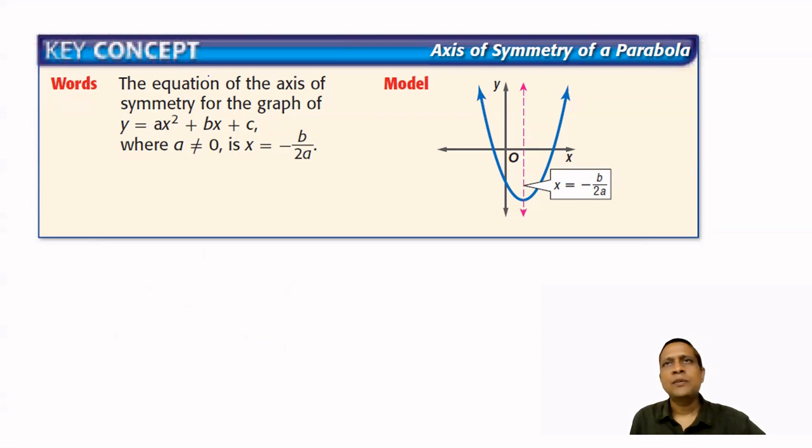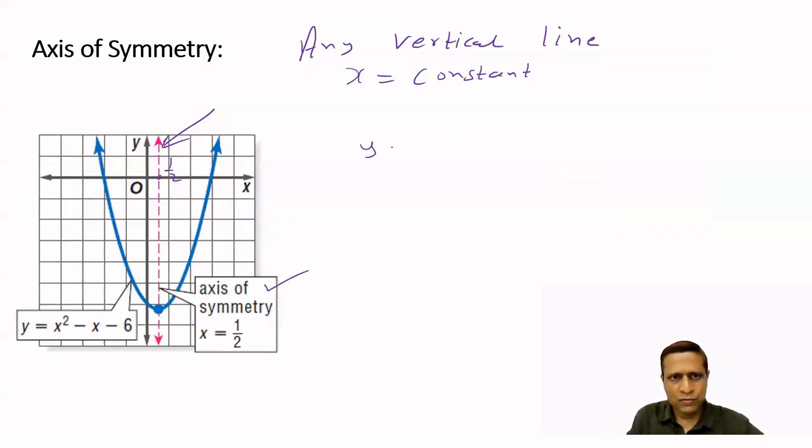So how do we find equation of axis of symmetry? So we have a standard formula for that. If the quadratic function is y equal to ax squared plus bx plus c, axis of symmetry is given by this formula. x is equal to negative b over 2a. For example, in this question, our function was y is equal to x squared minus x minus 6. So axis of symmetry is negative b over 2a.